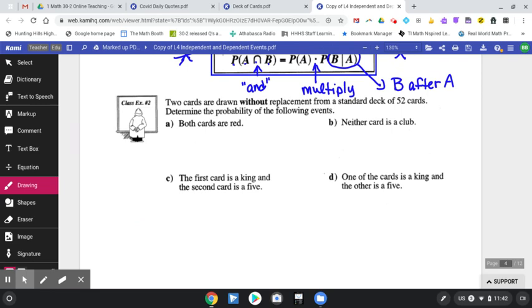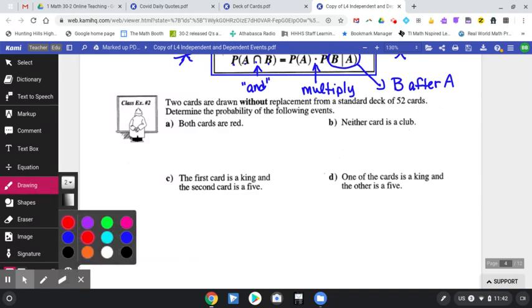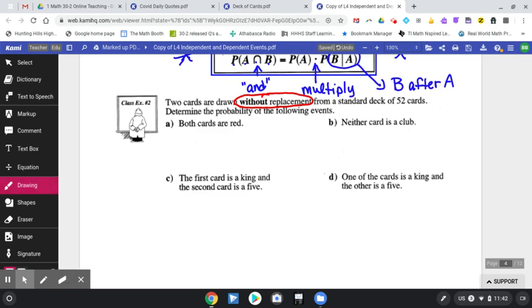So example 2. 2 cards are drawn, and again, so important to watch for this when we're dealing with cards. 2 cards are drawn without replacement from a standard deck of 52 cards. Determine the probability of the following events. So when we look at this with words, both cards are red. That really makes it sound like there is one event happening. It's really important that you break this up into 2 events. 2 cards are being drawn and we deal with each card separately.